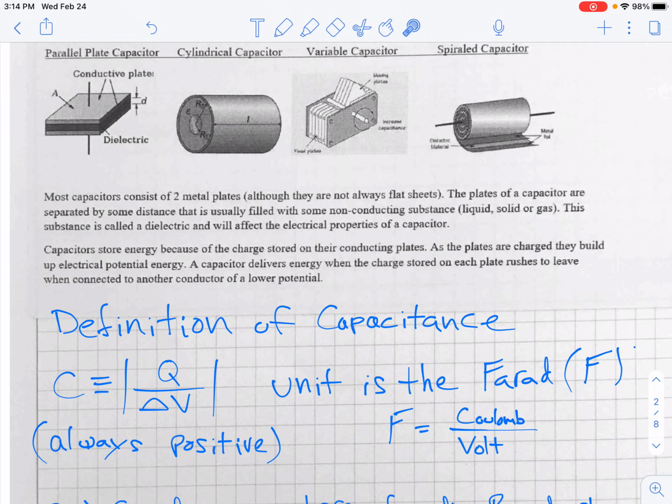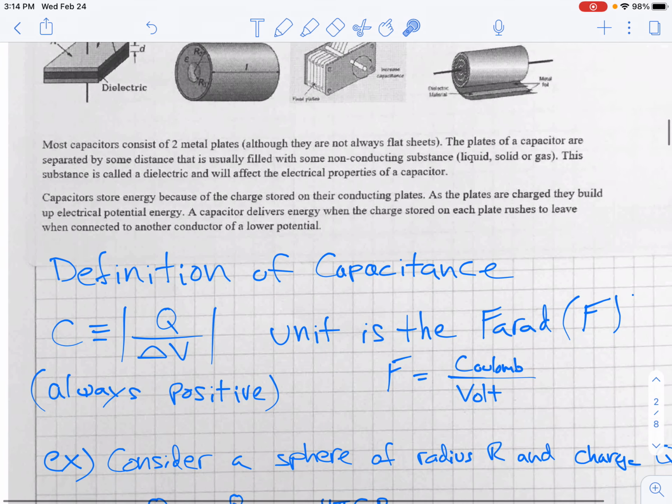The unit of capacitance is the farad, named after Michael Faraday. We'll study Faraday's law when we get to magnetism. A farad is a coulomb per volt. That's charge over volts, right? Q over V.